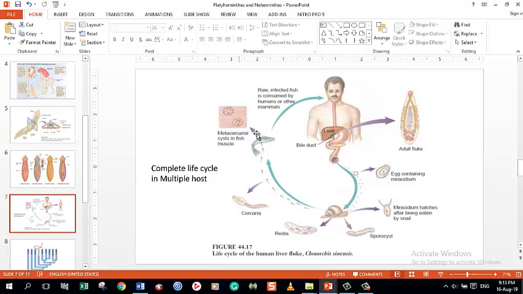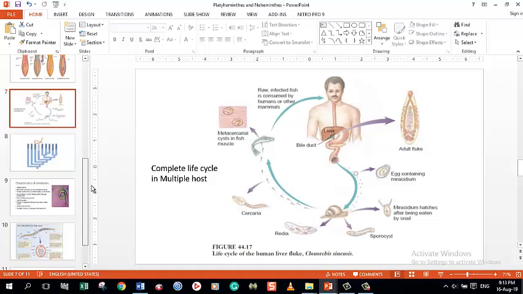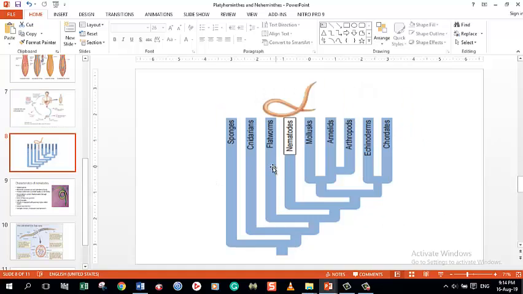It will remain as a cyst covered by a hard covering, and this will enter into the fish and remain in the fish tissue. And if the fish is eaten by a human, it again infects the liver, and this will again continue its life cycle. So this is how the flatworms complete their life cycle, and this is all about the flatworms.